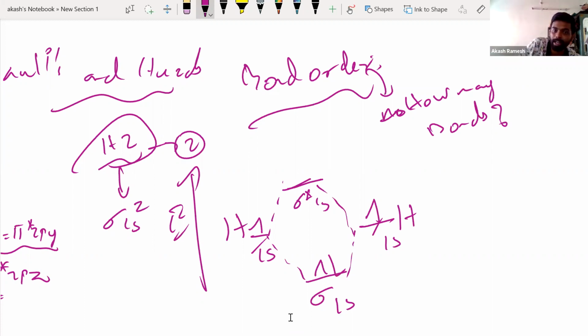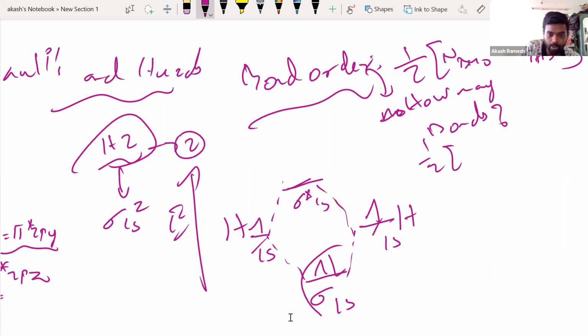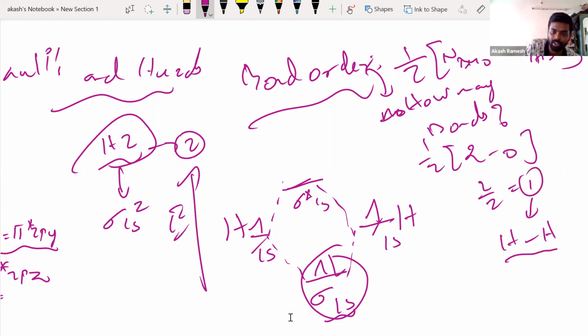Now it's very simple. The formula is half into the number of electrons in the bonding molecular orbital, BMO, minus the number of electrons in the anti-bonding molecular orbital. Now I can easily calculate for H2. Half into, if you look at the configuration, only sigma 1s has 2 electrons and there is no electron in the anti-bonding. So 2 minus 0. So 2 by 2 will become 1. So I know that there is only one bond between the hydrogen atoms.